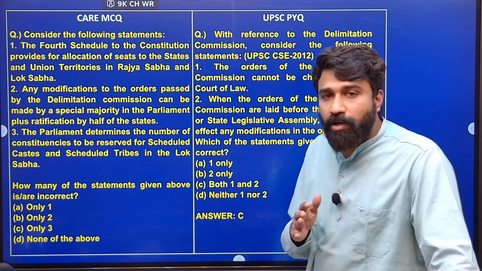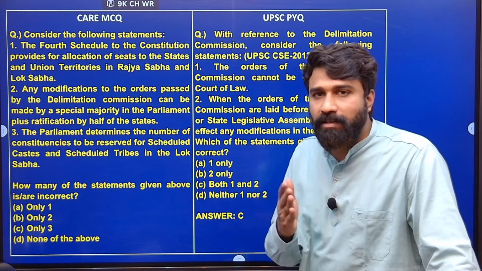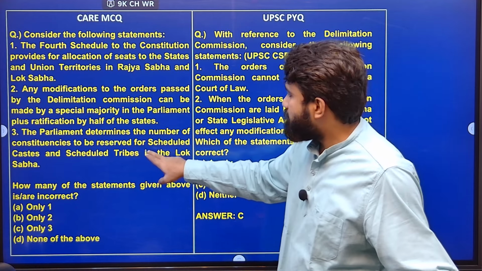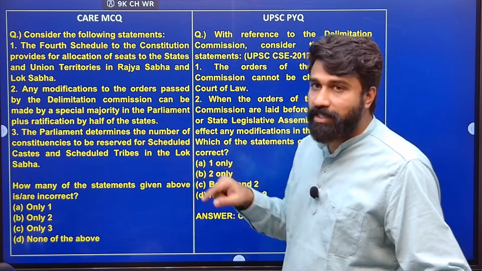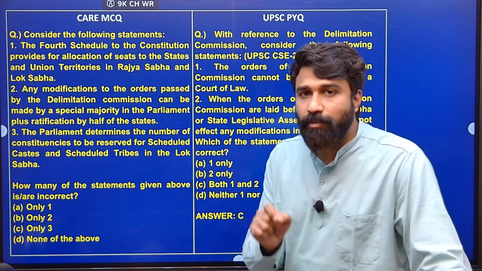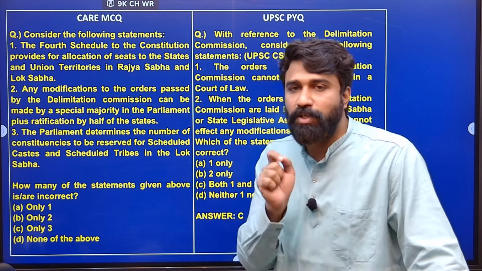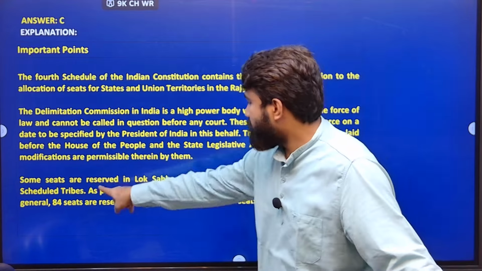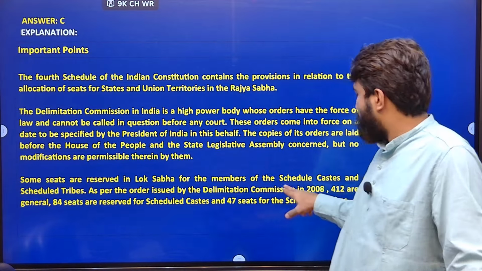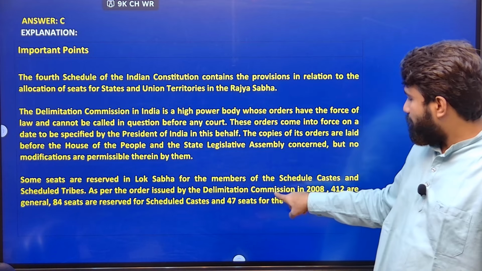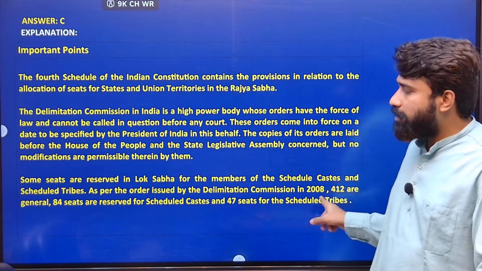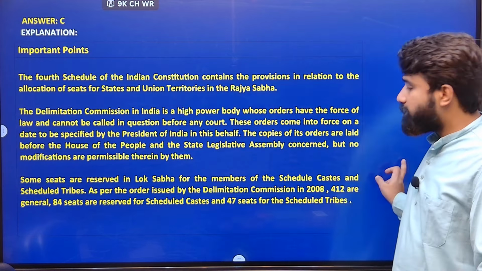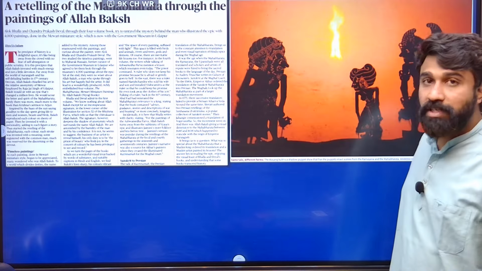However, according to the changing population, they have demarcated the constituencies. This is also very important. Next, does the parliament determine the number of constituencies to be reserved for... no, it is the delimitation commission which can determine the number of constituencies that are reserved for scheduled castes and scheduled tribes. Coming to the explanation, some seats are reserved in Lok Sabha for the scheduled castes and scheduled tribes. As per the delimitation commission in 2008, 412 were for the general category, 84 seats reserved for scheduled castes and 47 seats for scheduled tribes. It is mostly 15% and 17% respectively.